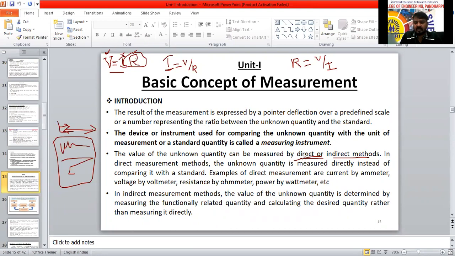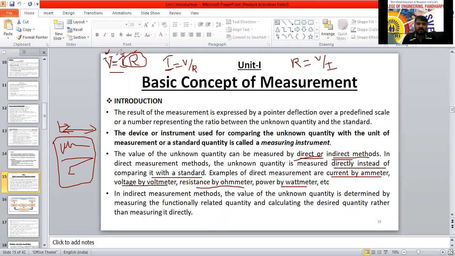There are two methods: one is direct and the other is indirect method. In direct measurement methods, the unknown quantity is measured directly instead of comparing it with a standard value. We are not going to compare with a standard value. Example, direct measurements are current by ammeter, voltage by voltmeter, resistance by ohm meter, and power by wattmeter. That is called direct measurement.